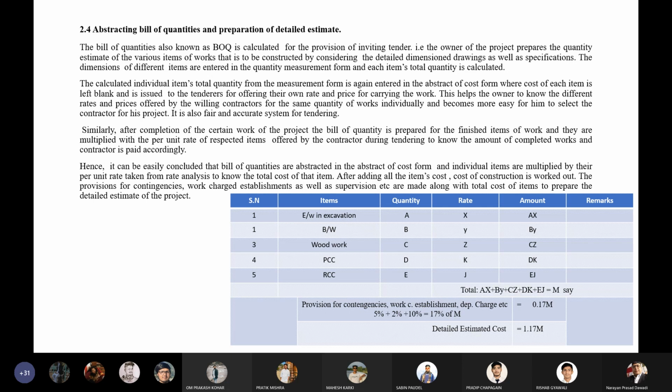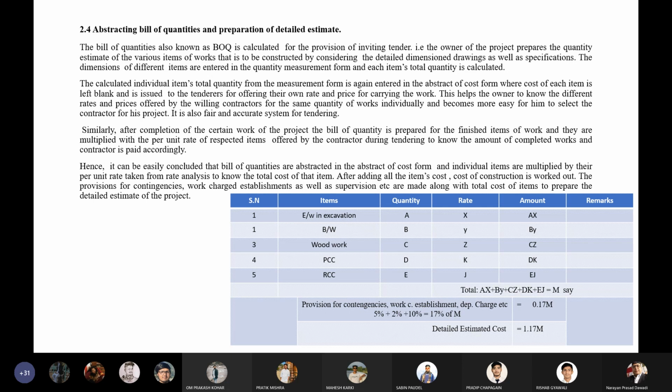It is prepared in the abstract of cost form. This is the sample of the abstract of cost form. It has the columns of serial number, items or particulars, quantity of item, rate of that item, total amount of item, as well as remarks. If you have to write something extra, then you can mention it in the remarks column. That's why this is the sample of the abstract of cost format.